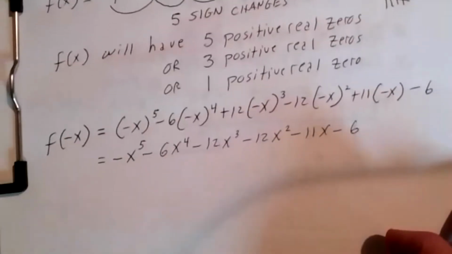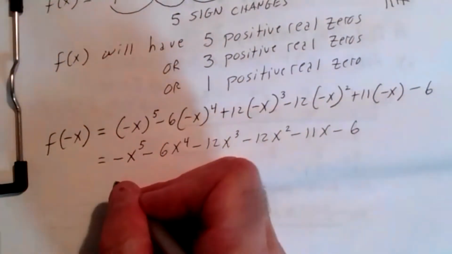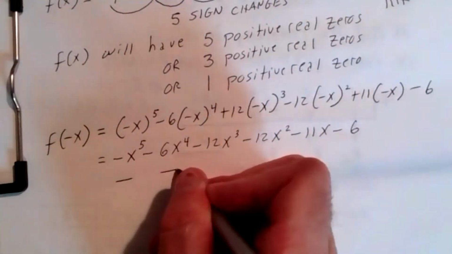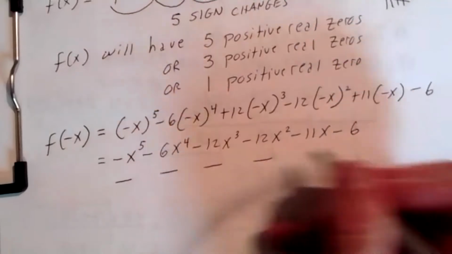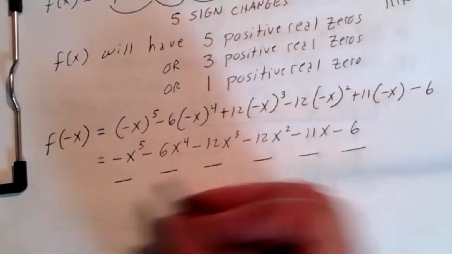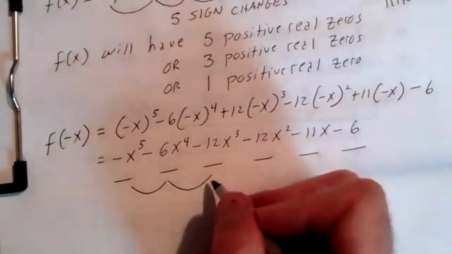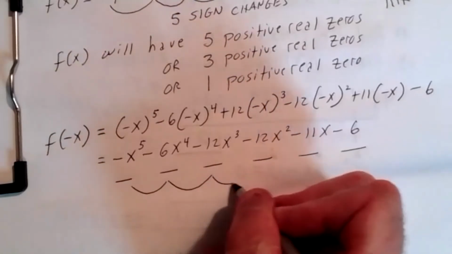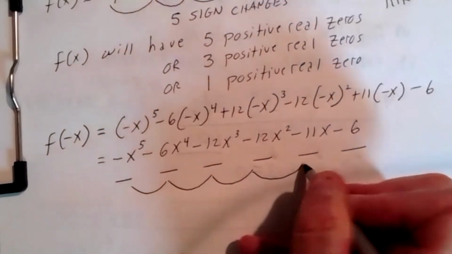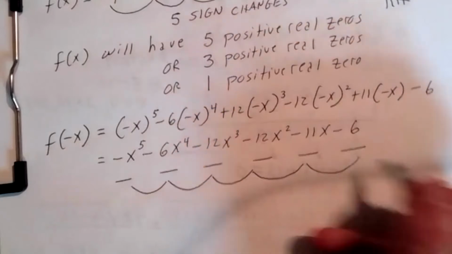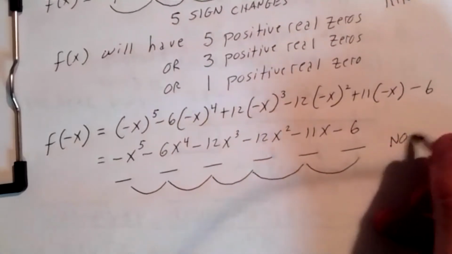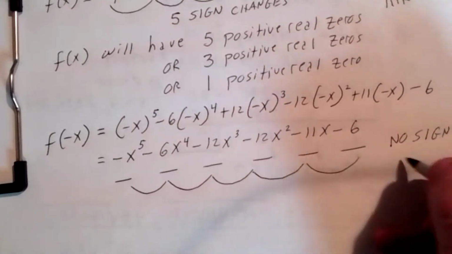Now, ladies and gentlemen, we count the sign changes again. We go from a negative term to a negative term to a negative term to a negative term to a negative term to a negative term. How many sign changes do we count? Negative to a negative is no sign change. Negative to a negative is no sign change. No sign change. No sign change. Negative to a negative, no sign change. There's no sign changes when we evaluate.